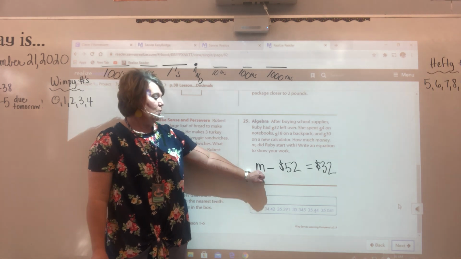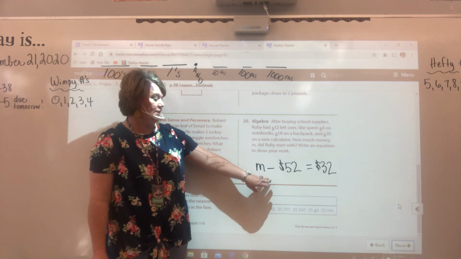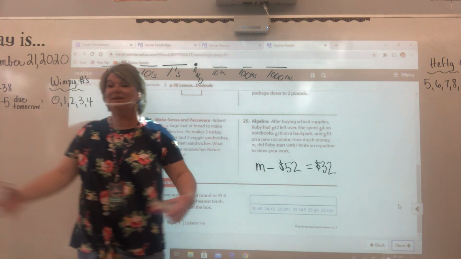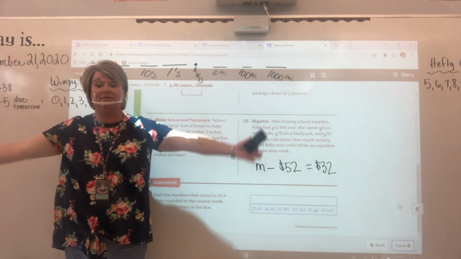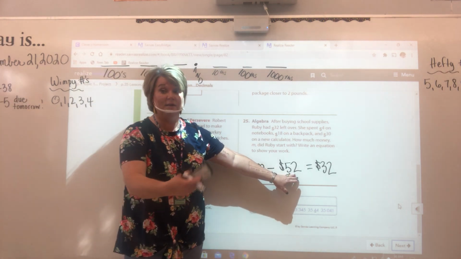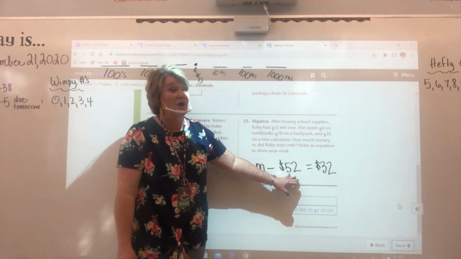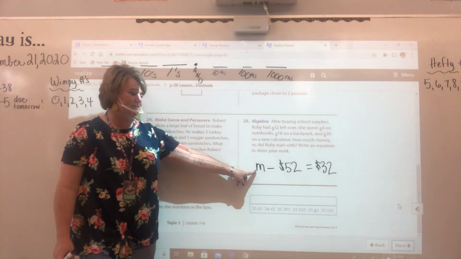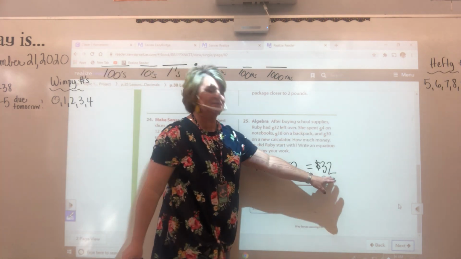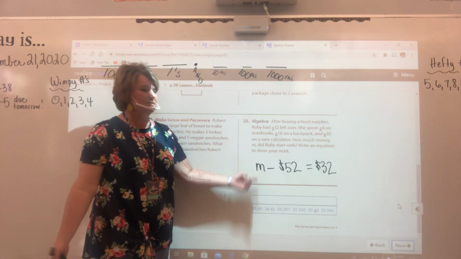Okay, let's talk about it. What did M stand for right here? And don't say M stands for money. Okay? M stands for what here? The amount she started with. And we don't know the answer to that. That's why we put a letter there. This is what we started with. What is this money? $52. How much she spent. What is this money? What she left over. So what do we have to find? This.